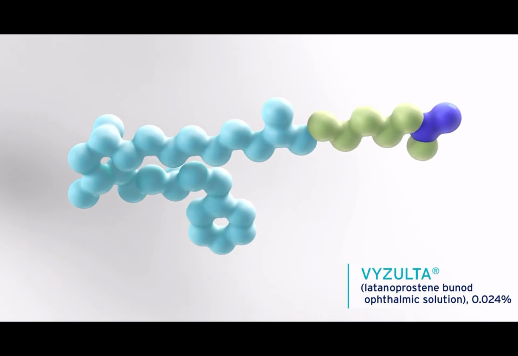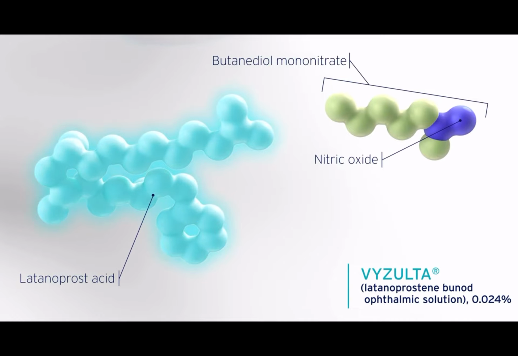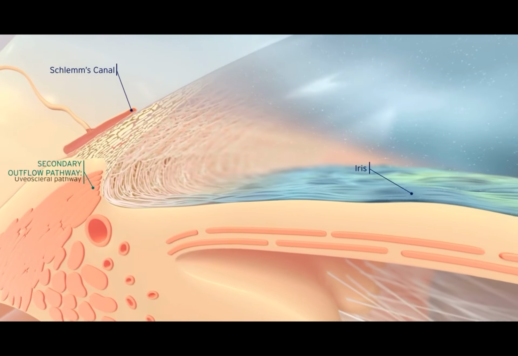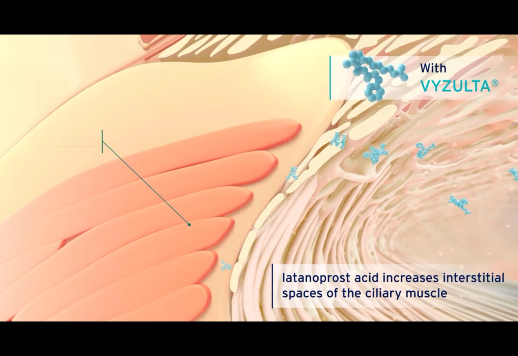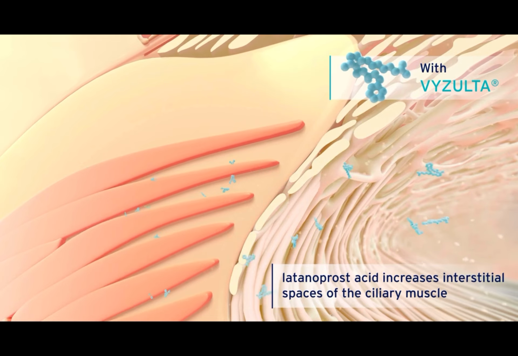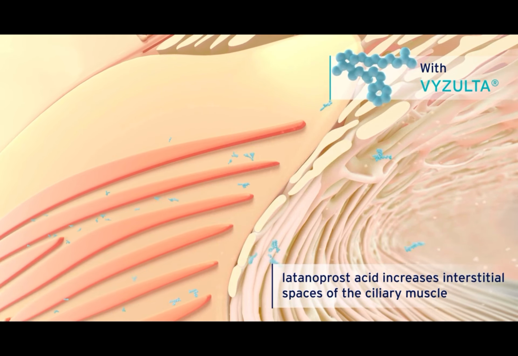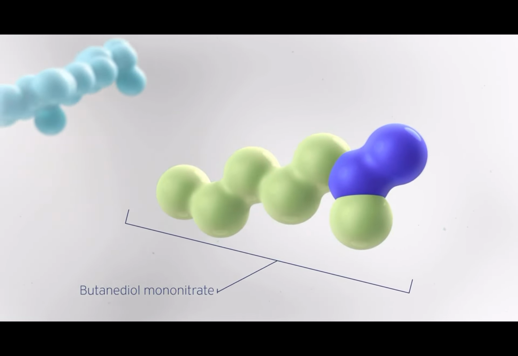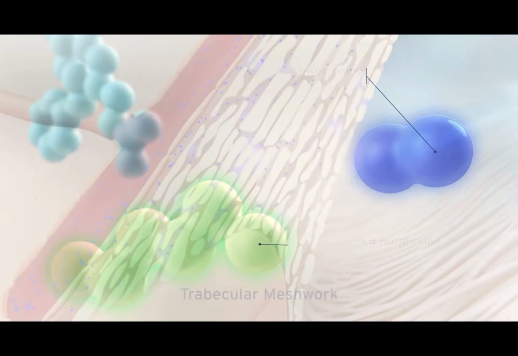Once in the eye, Vyzulta metabolizes into two moieties. The first moiety, latanoprost acid, is a prostaglandin analog that primarily works within the uveoscleral pathway to increase interstitial spaces between the ciliary muscle, increasing the flow of aqueous humor. The second moiety is butanediol mononitrate, which releases 1,4-butanediol and nitric oxide.